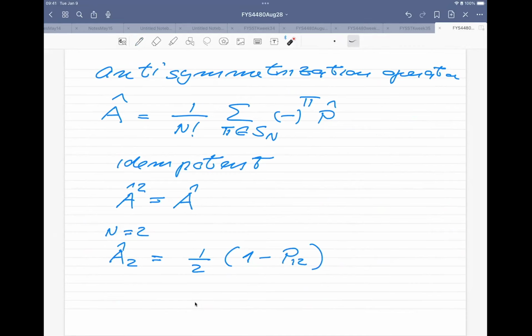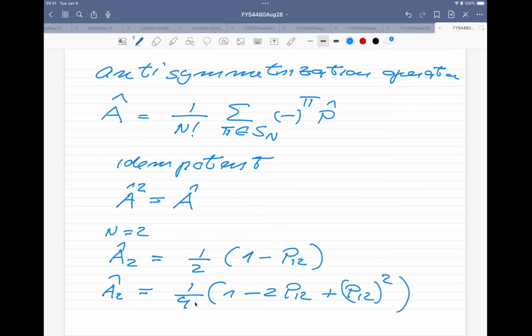Now, if I square this, when you write it out, it's going to be 1/4. You will obviously have 1 minus 2P12 plus P12 squared. So what's your feeling about P12 squared? What should that be? So I interchange 2 and 1, yeah? Yeah, you're just back again, right? So this is 1, and now you see you have 2 minus 2P12. So this is just simply 1/2 of 1 minus P12, and that's equal to A2 here.